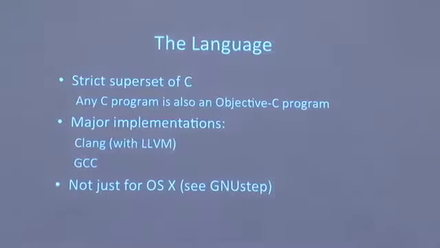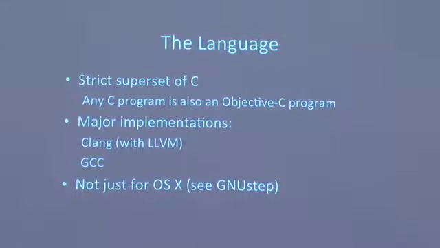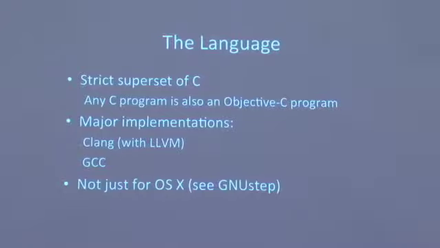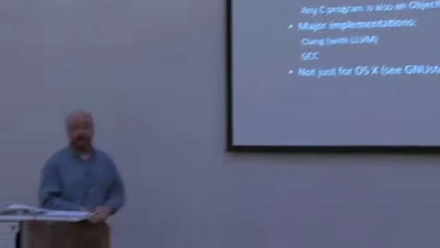So the language itself, we're going to start getting more into the language rather than just looking at it and just assume that my code works. The language is a strict superset of C, so that means that any C program is also an Objective-C program. It doesn't mean that every Objective-C program would be a C program, but the idea of the superset fits.